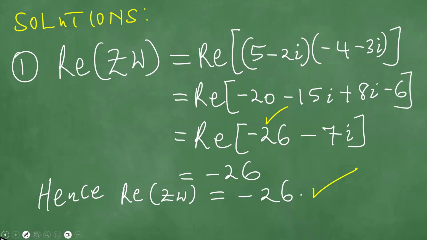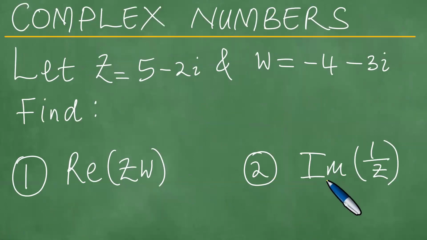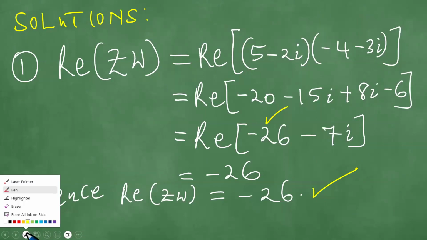We continue to look at more properties of complex numbers. We're interested in finding the imaginary parts as well, because given a complex number, we can find the imaginary part. Here we are asked to find the imaginary part of the multiplicative inverse of the complex number Z, which is 5 minus 2i. Let's look at that one.